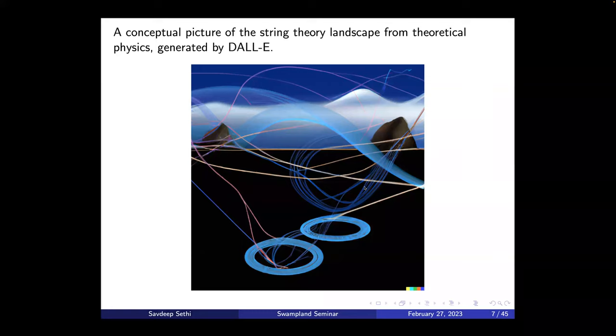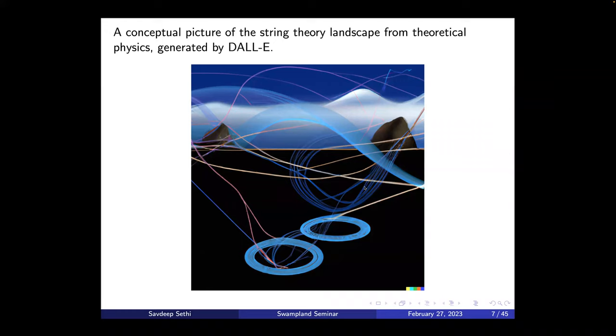The other comment about the string landscape is we often think of it as a massive degeneracy coming from flux vacua. But what we've learned over the past, I don't know, 15 plus years, is that there's a massive degeneracy coming from geometry, that the number of Calabi-Yau spaces is enormous, the number of threefolds and the number of fourfolds.